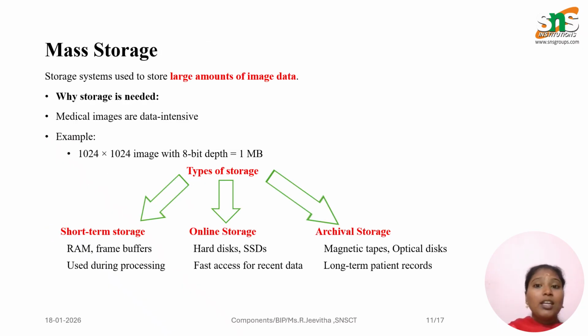Medical images require large storage space because image data size is very high. For example, a single 1024 by 1024 image with 8-bit depth needs about 1 megabyte of storage. Short-term storage like random access memory is used during processing. Online storage such as hard disk or SSD is used for fast access. And archival storage like magnetic tapes or optical discs is used for long-term patient records.